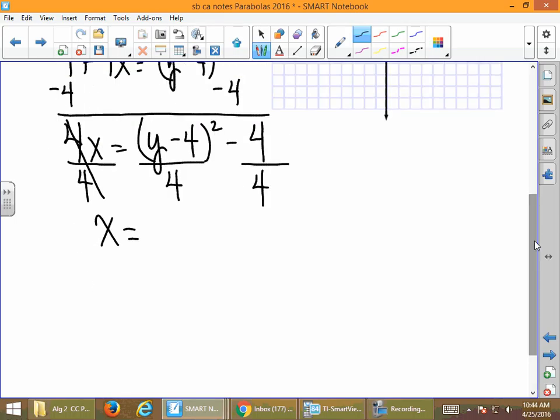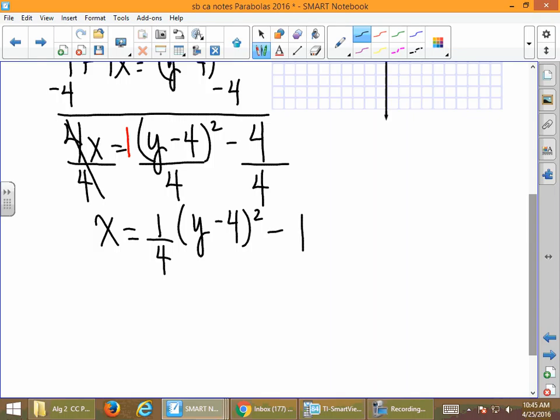Remember, the number in front of the parentheses is 1. There's nothing written right there. So we can say that this is 1/4 times y minus 4 quantity squared. And then 4 divided by 4 is 1. There's vertex form.